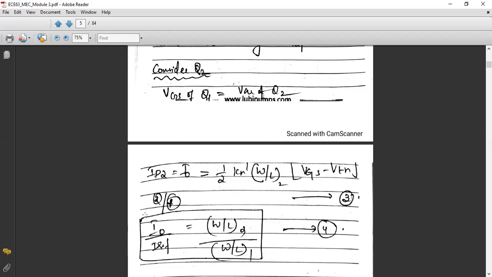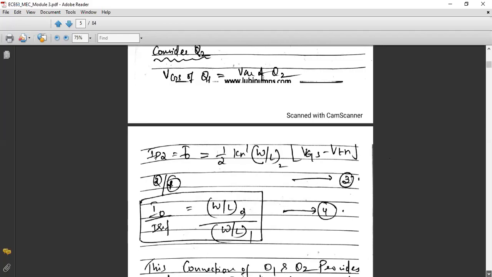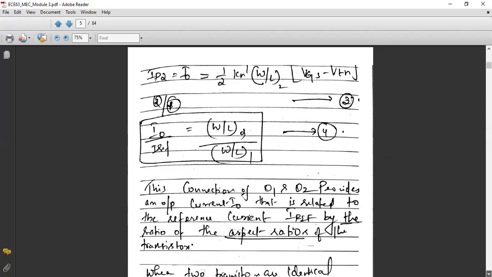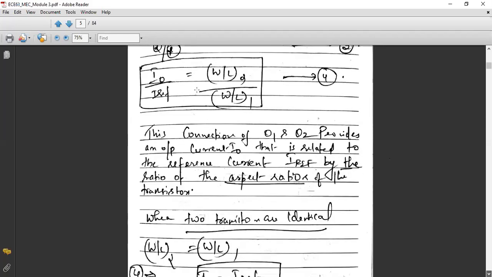Now based upon that, you can calculate I0 by taking IREF to the right hand side so that you will get the output current. You know IREF. If you know the aspect ratio of the two transistors, you will get I0. So this is how that relation comes. This is the working of a current source. Current source means we are trying to produce an output current based upon some reference current. So this is the relation between I0 and IREF.